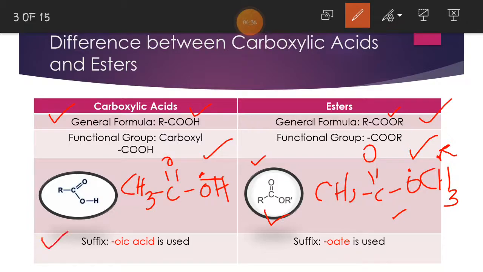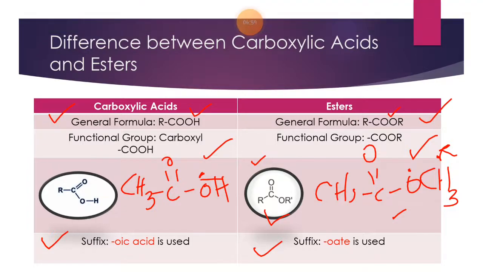For carboxylic acids, the suffix oic followed by the word acid is used. For the esters, the suffix oate is used. Now, you may also give examples and the names of those structures in order to differentiate between the carboxylic acids and the esters.